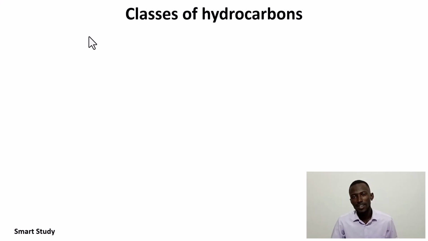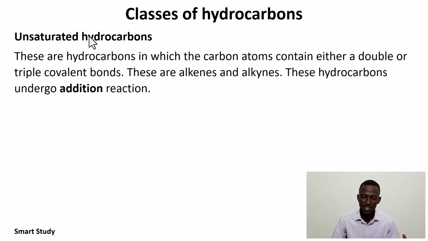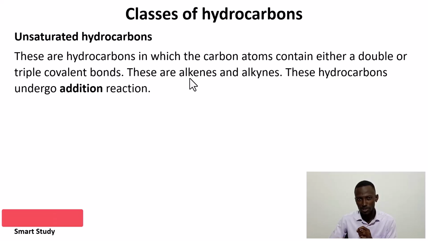Now, unsaturated hydrocarbons are basically those hydrocarbons that contain either a double or a triple bond. And the double or triple covalent bonds are known as multiple bonds. So, unsaturated hydrocarbons have multiple bonds between them. And these are the alkenes and alkynes. They are the simplest, basic unsaturated hydrocarbons that we know. And they undergo addition reactions. So, alkenes and alkynes are unsaturated hydrocarbons.